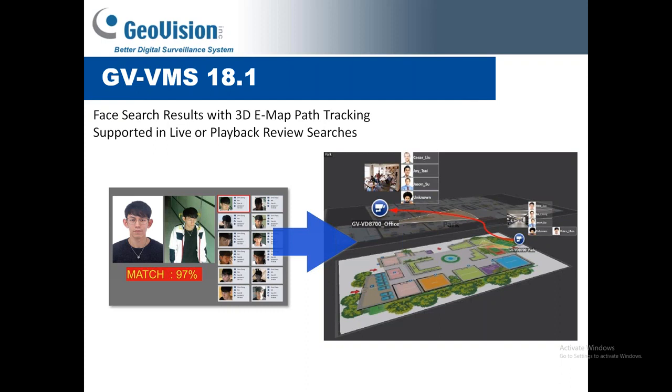What will happen here with this feature of the new VMS is if you have facial recognition cameras around your facility, you will see a path that shows where the person went throughout the facility. So it allows you to be able to do a more thorough investigation and find your video and go throughout your facility and review what happened.